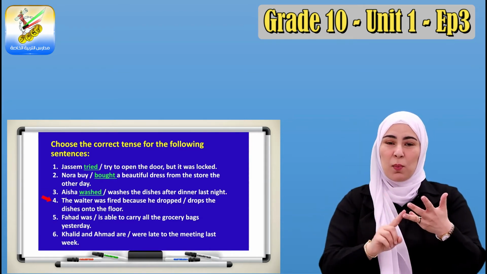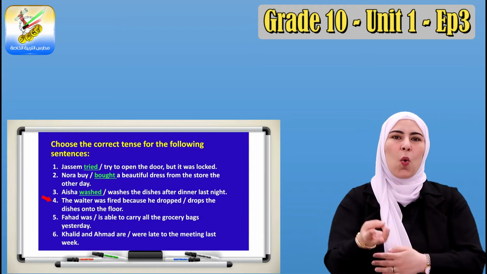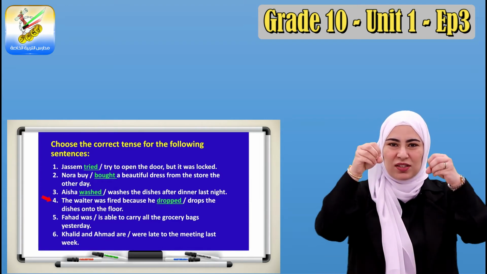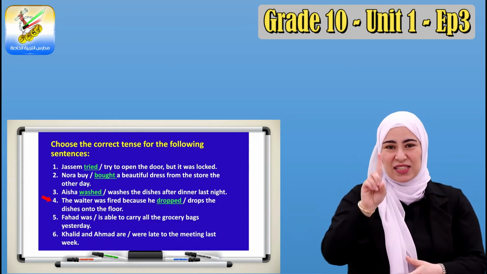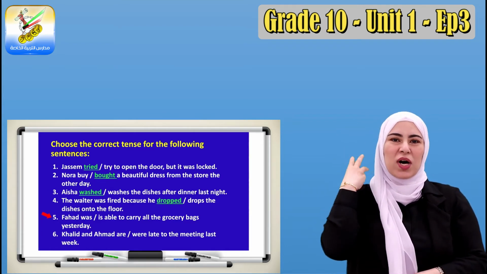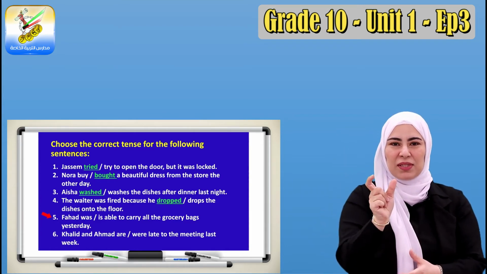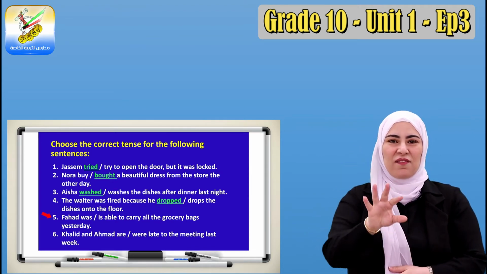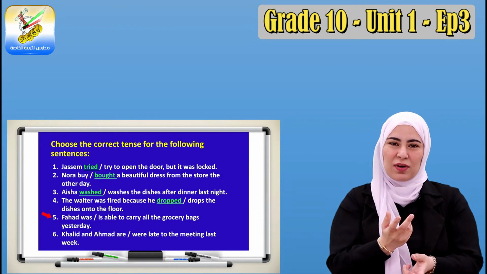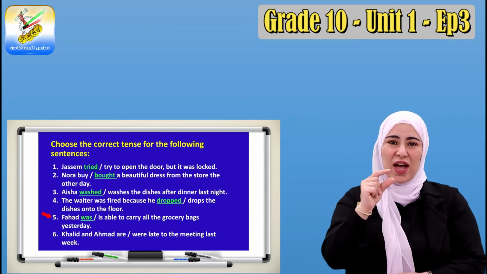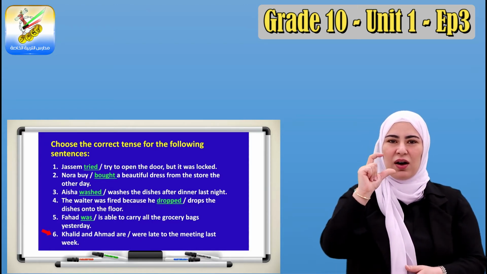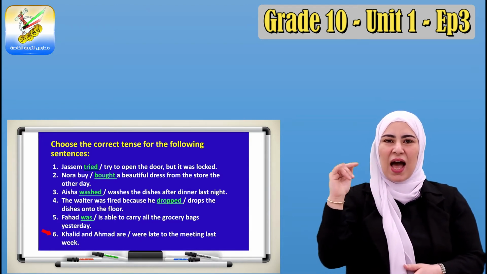4. The waiter was fired because he dropped. Now, because we have the word was, I know the sentence is in the past. Fahad was or is able to carry all the grocery bags yesterday. So now in this sentence, we have a keyword, which is yesterday. So tell me which verb to be is suitable for Fahad and yesterday. Was, that's correct.